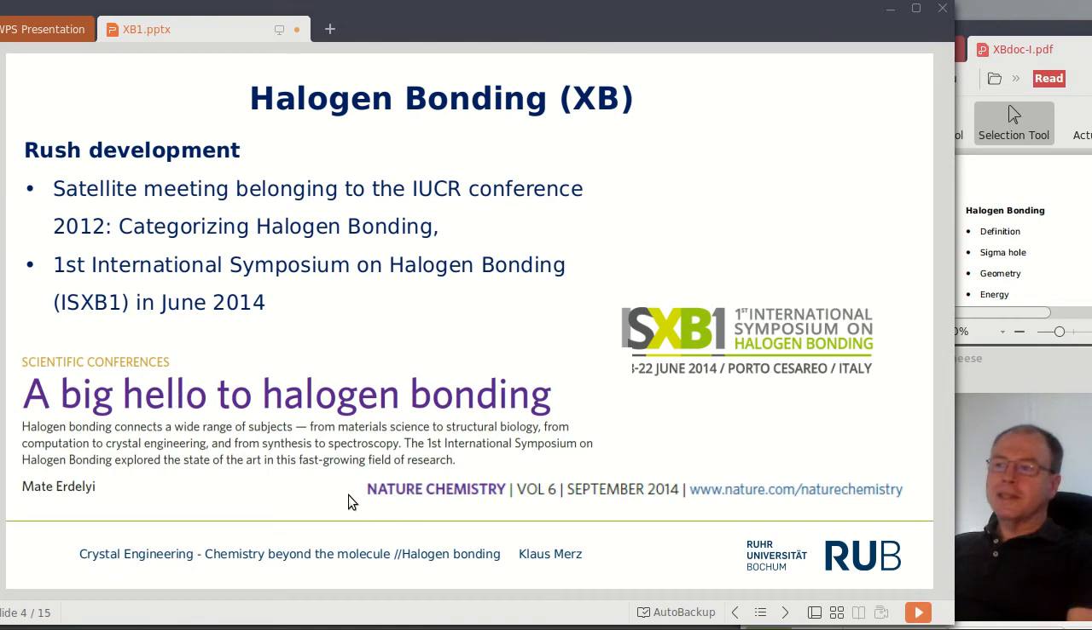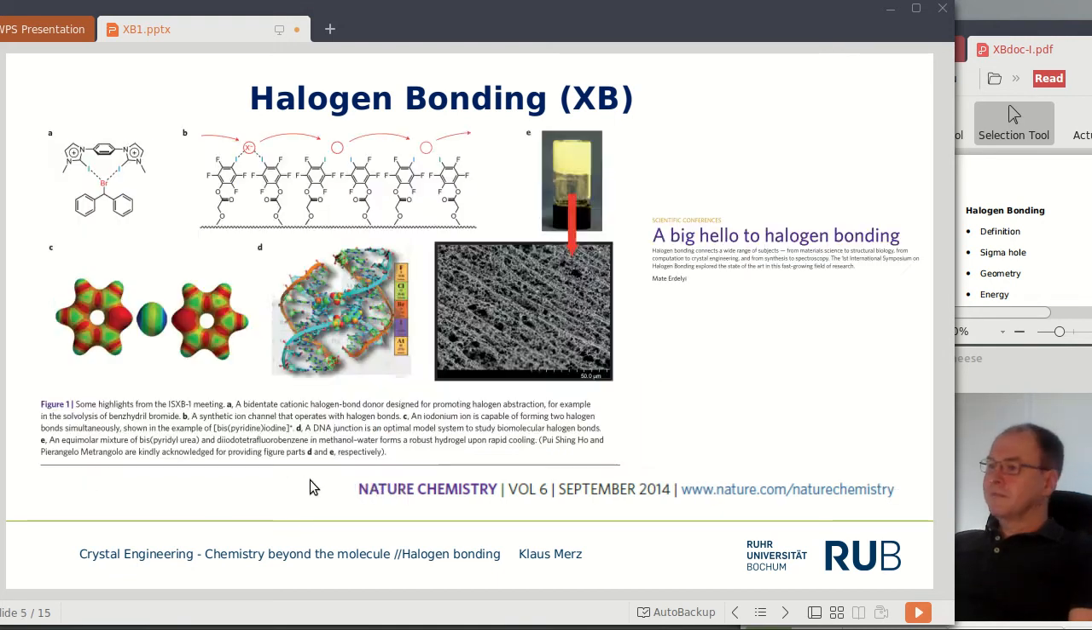So this is Nature Chemistry, with an amazing headline here, and so on. And here are some pictures, figures regarding this symposium. You see here the molecular arrangement.